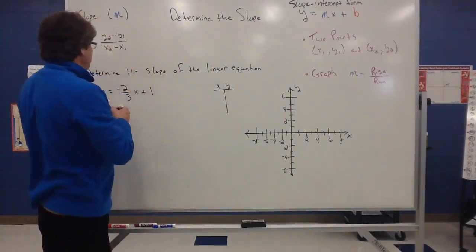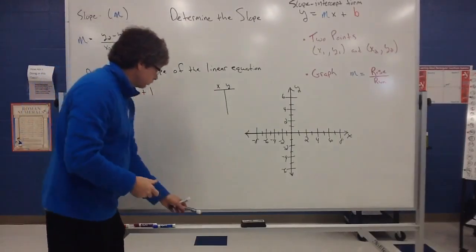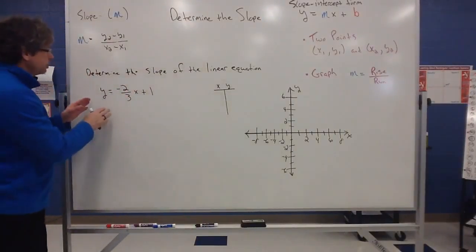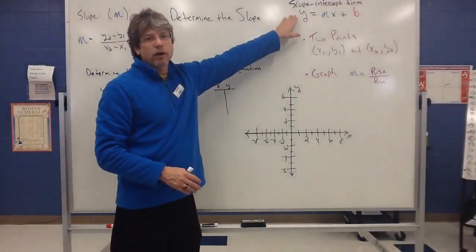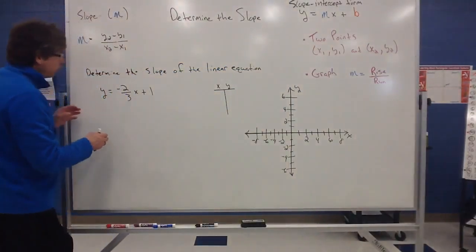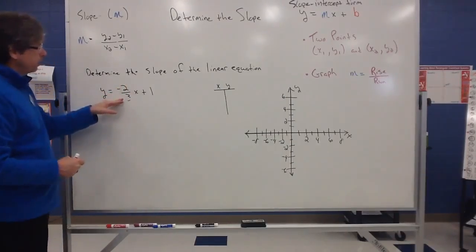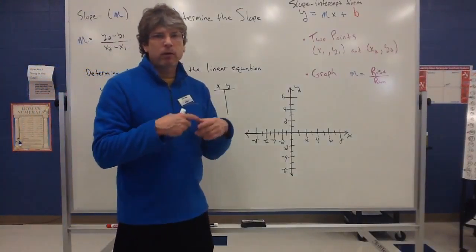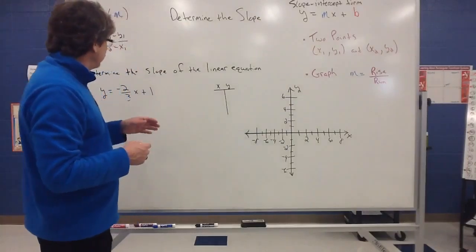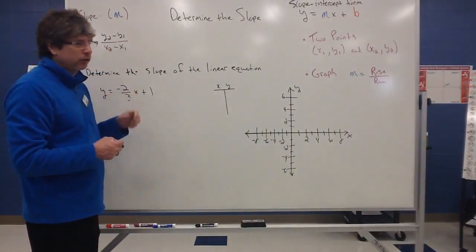determine the slope of the linear equation. Notice this equation is solved for y, just like this equation is solved for y. What this is telling me then is this coefficient, the number in front of the x, is actually my slope. So my slope is negative 2/3, and my y-intercept would be 1. Okay? Let's verify that indeed negative 2/3 is the slope.